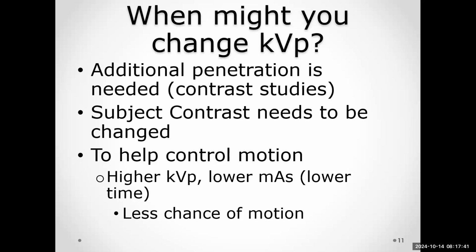If we want to adjust the subject contrast, and we just said how to do that, if we increase kVp, then that decreases subject contrast. Or in some instances, which is not real common, if we're trying to help control motion, then if we use a higher kVp, we can use a lower mAs, which means we could use a lower time, which would give us less chance of motion. That is a scenario you could adjust kVp for, but are you going to see it done a lot? No, probably not.